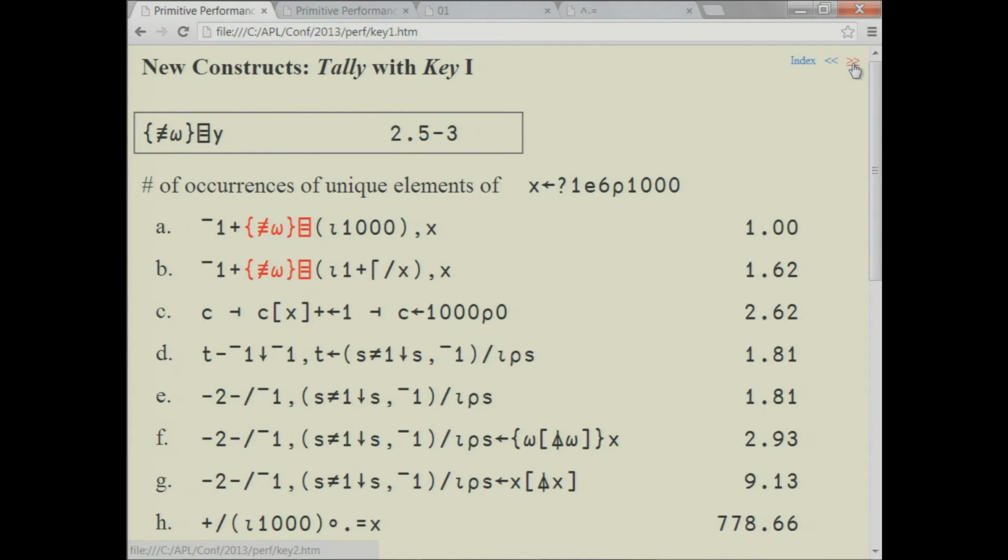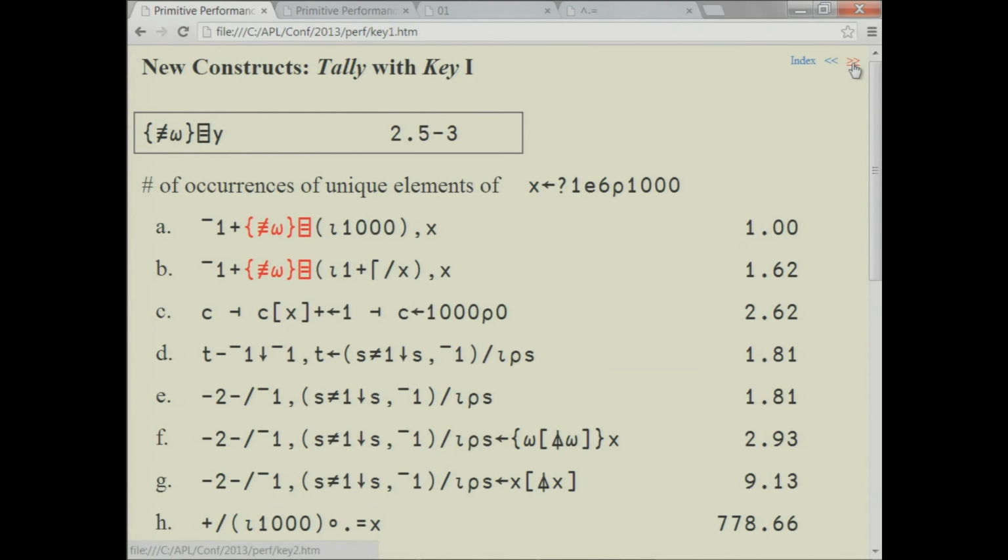D is the best you can do in current APL if you can assume that the vector is sorted. S is the sorted version of X. And E is replacing that forward difference with, what's it called? Window reduction? Dyadic reduce? Yeah. And the fact that the time didn't change suggests that maybe dyadic minus/ can be sped up.